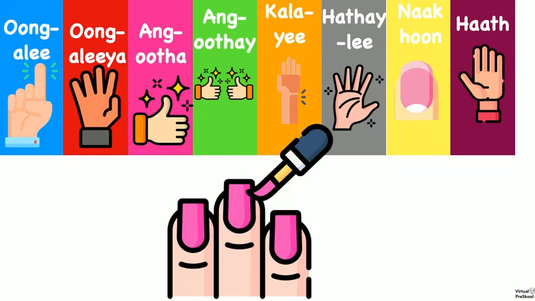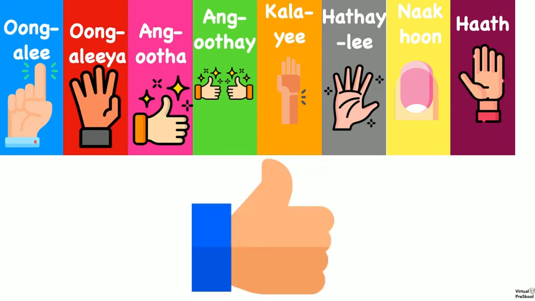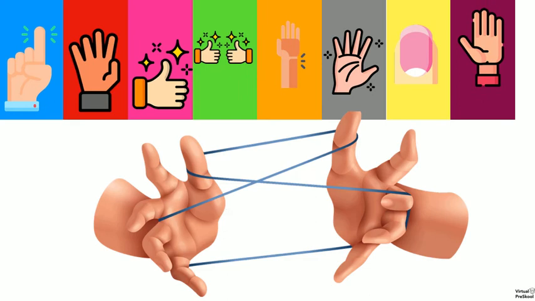Nakhun. Nakhun is nail. And ooh, this guy is checking the time on his watch. And he's wearing his watch on his wrist. How do we say wrist in Hindi? Kalai. Kalai is wrist. And another thumbs up. We've got another thumbs up here. So what is thumb in Hindi? Angutha. Angutha is thumb.